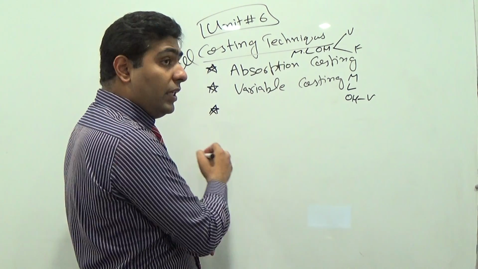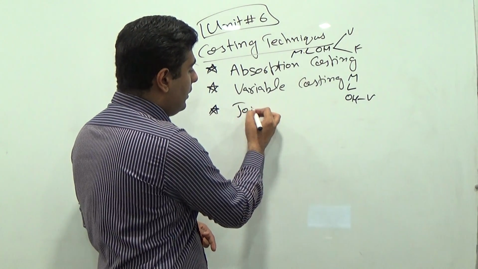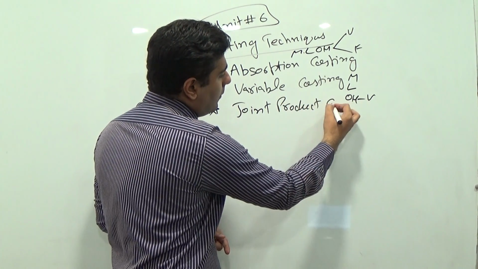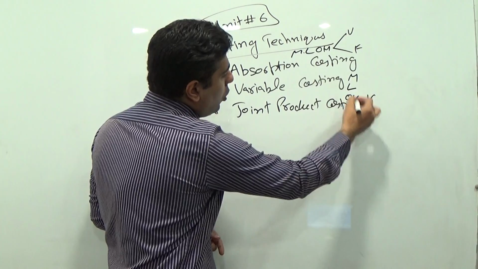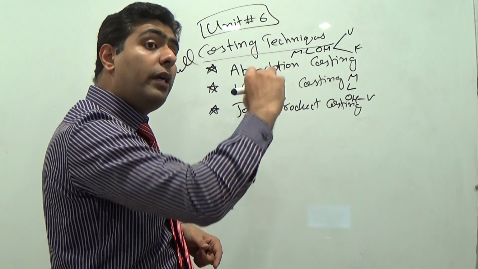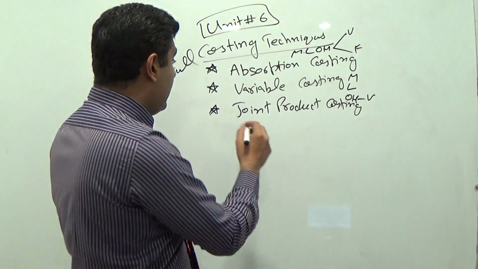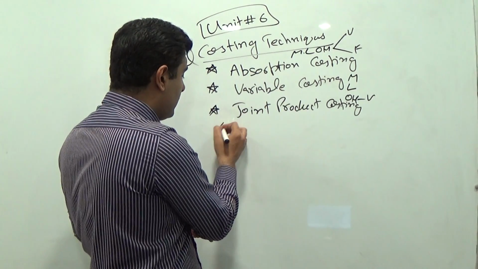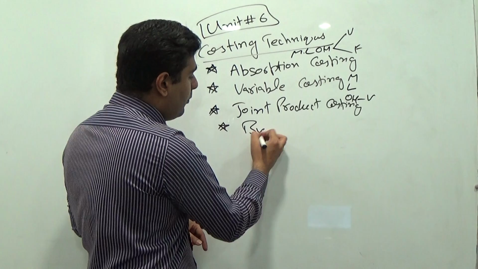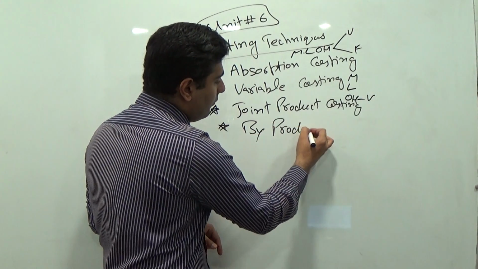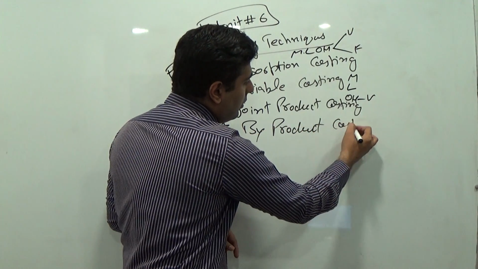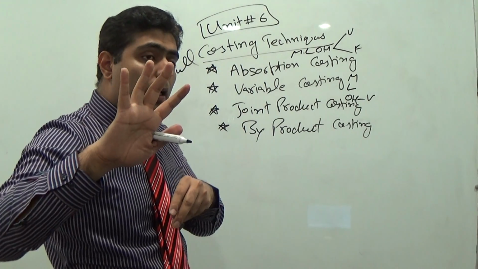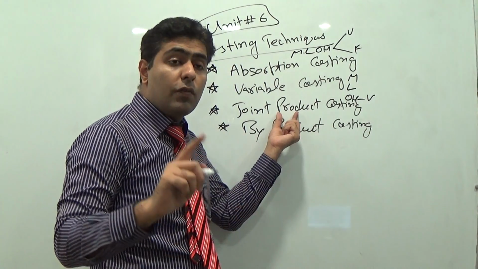Next point, a very important concept, is called joint product costing, right? You can say the subsection of this portion is called byproduct costing technique. So there will be 4 methods for the calculation of joint product costing.